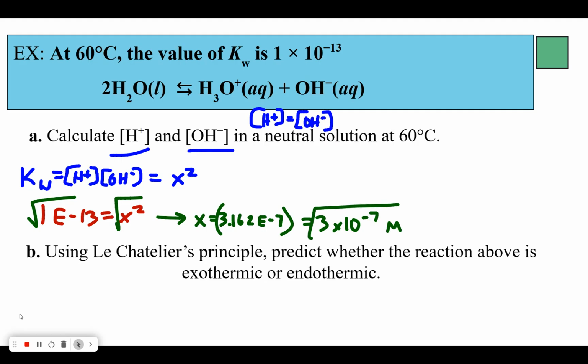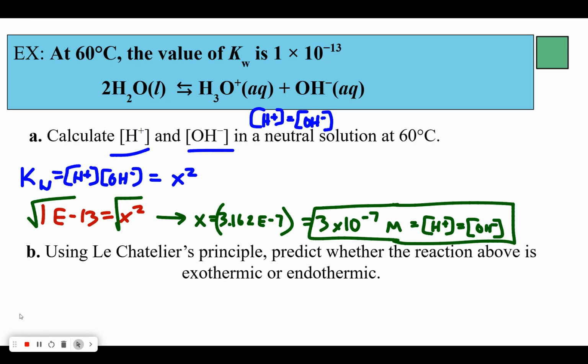That is our molarity. I might as well write both of those ions it was asking for. They are equal to each other and specifically equal to this number, at least at this temperature. So slightly different concentration than at 25 degrees Celsius, but it is still neutral. They are still equal to each other.